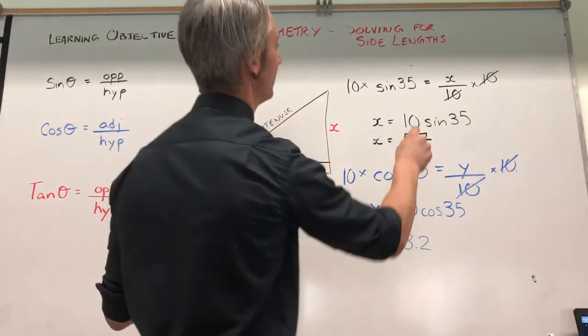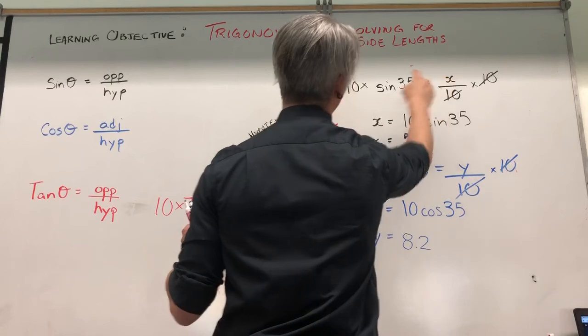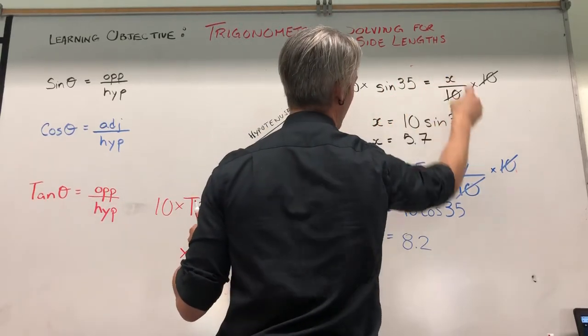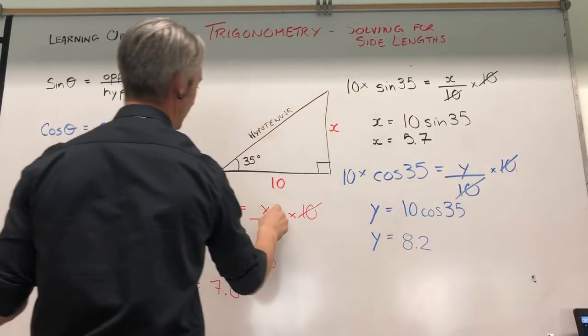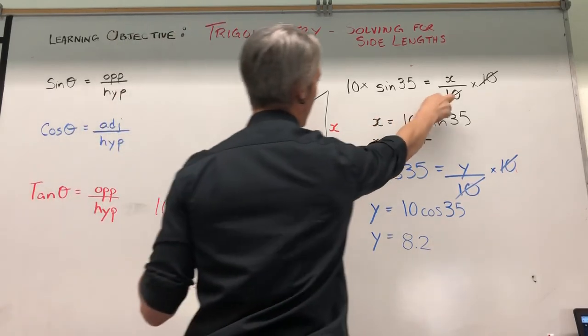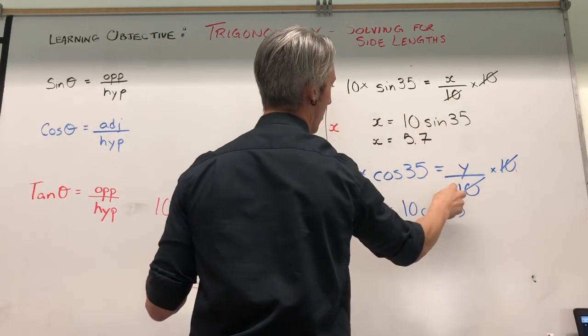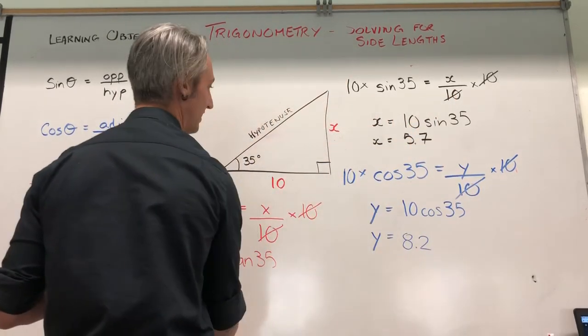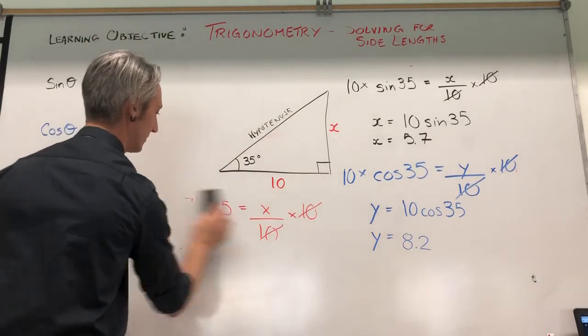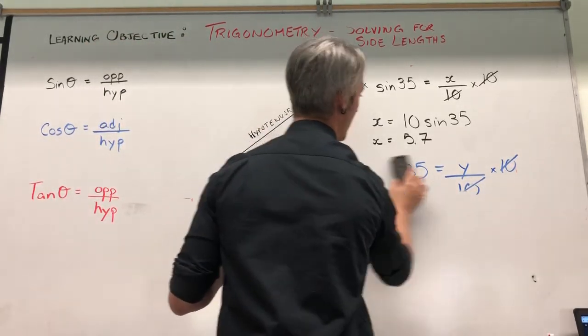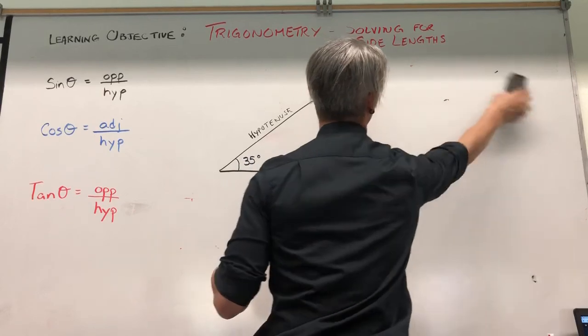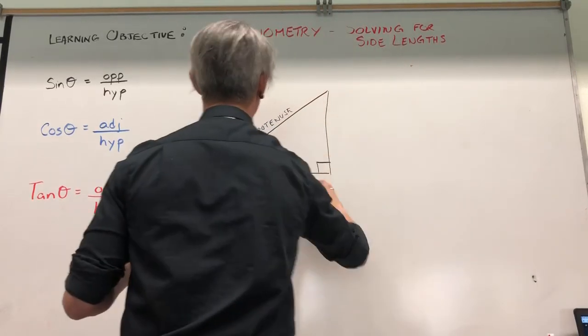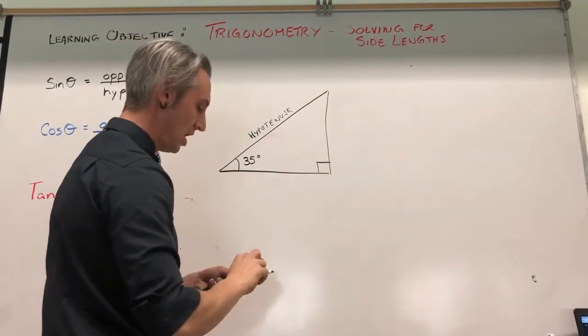Now, for these examples, my unknown was on the top. So my unknown in this case was the opposite side, the adjacent side, and then the opposite side. What happens if the hypotenuse was my unknown? Well, let's see what that would look like. It just means there's one additional step in the math, that's all. And it's pretty straightforward.